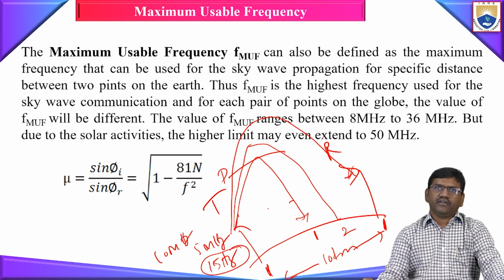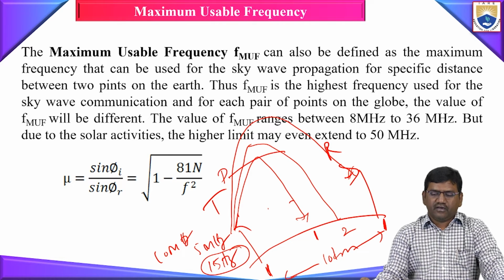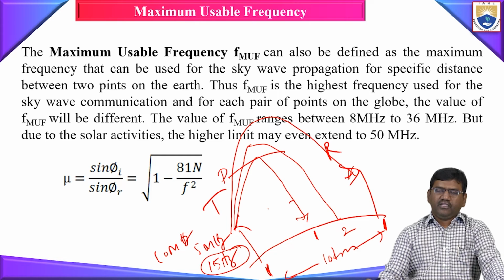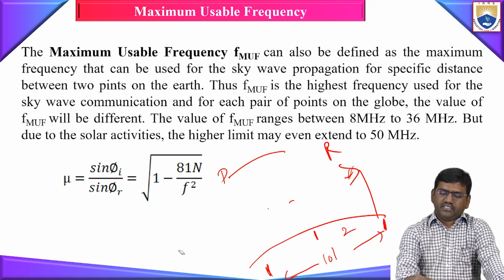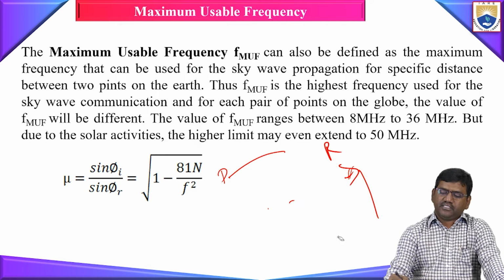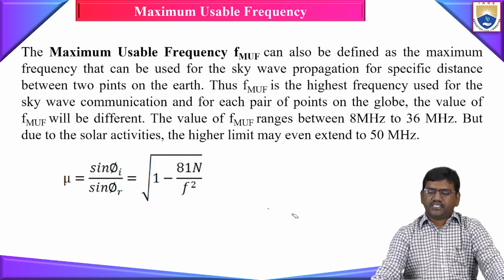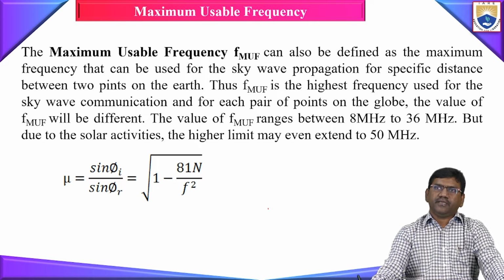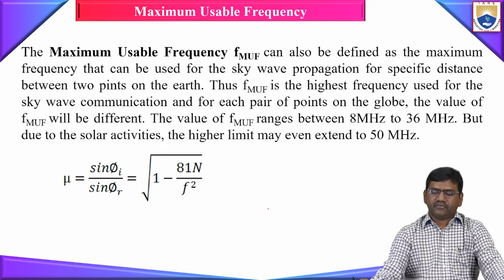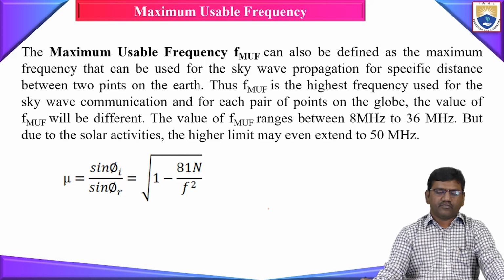So for every layer, the MUF value will be different. The maximum usable frequency value will be different for every point on the globe. The value of MUF ranges between 8 MHz to 36 MHz for the transmitting and receiving antenna between any layers. But due to solar activities, the higher limit may even extend to 50 MHz. So up to 50 MHz we can transmit the signal so that the wave is returned exactly to the receiving point for the given distance of propagation.